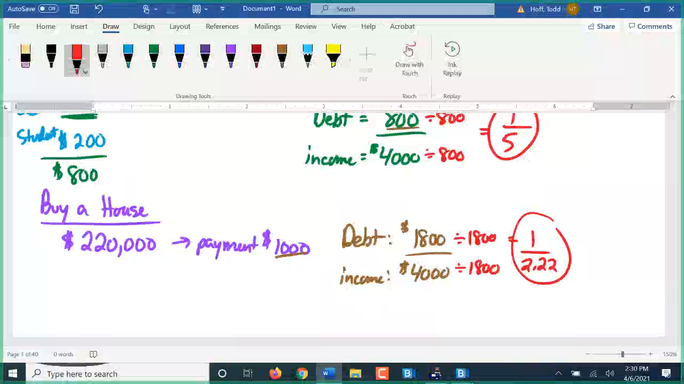Bless you. Thank you. They're going to say, we're not going to loan you that money because it's going to give you too low of a debt to income ratio. We want that to be bigger than 3.